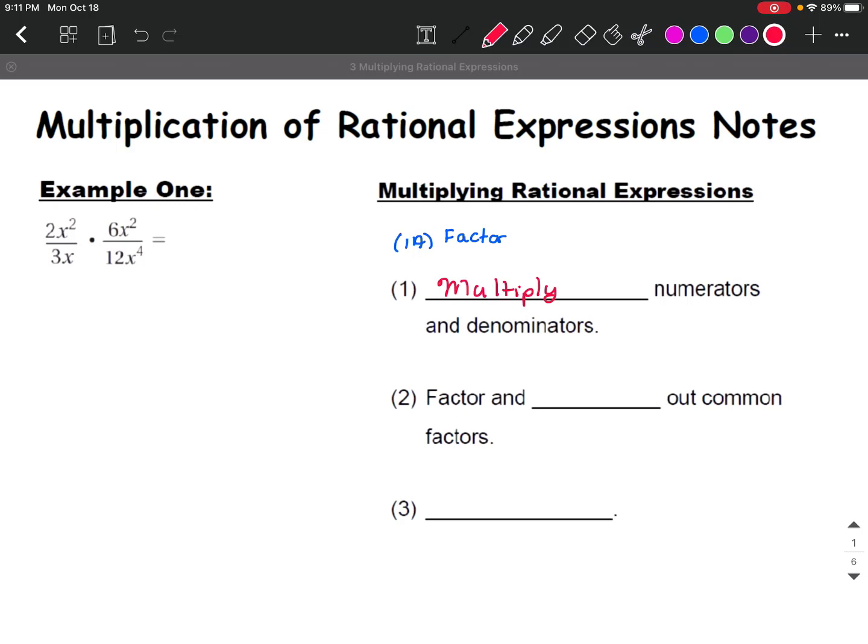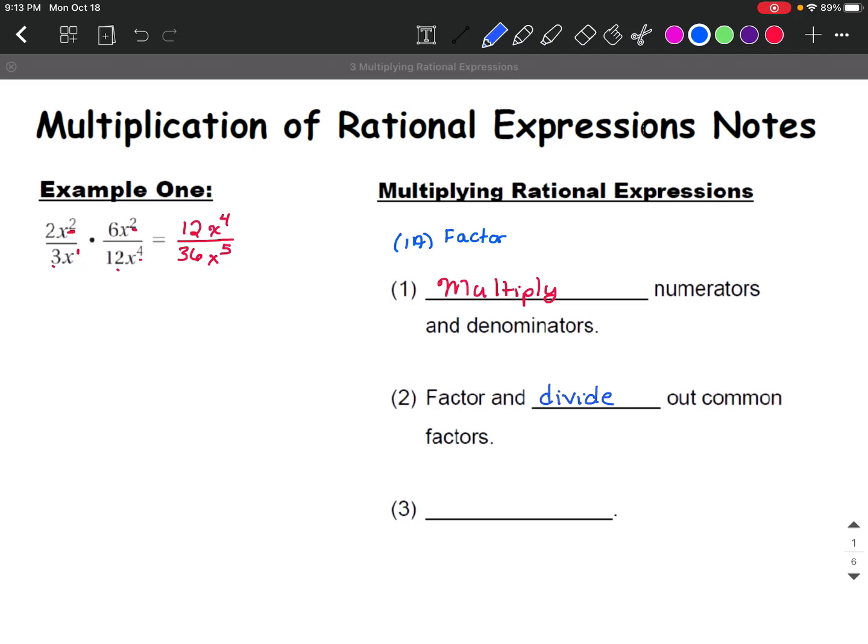So the first thing we're going to do is multiply across. We multiply top by top, bottom by bottom. So 2 times 6 is 12. Now the x's, remember when you multiply, you add the exponents. So 2 plus 2 is 4. All over, 3 times 12 is 36. And again, with the x's, we add the exponents. 1 plus 4 is 5. There we go. So the next thing to do is to factor and to divide out any common factors.